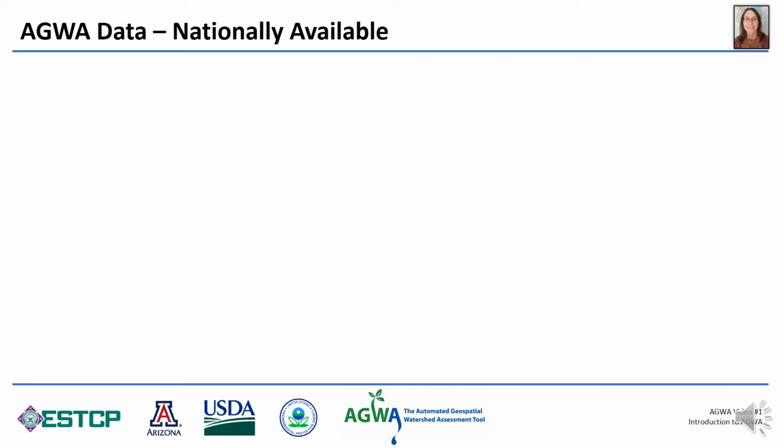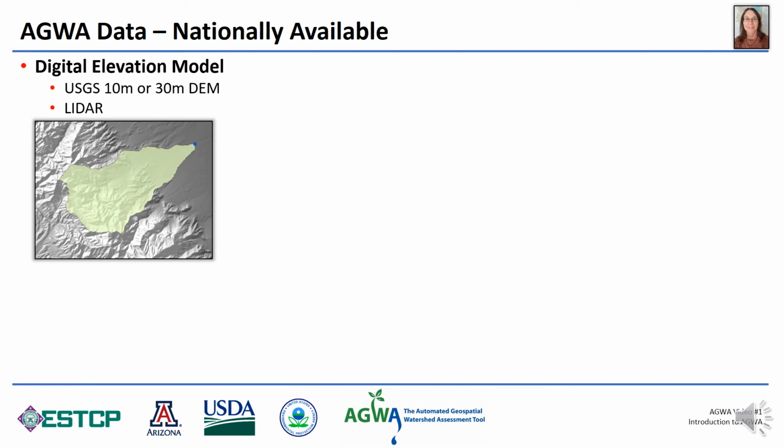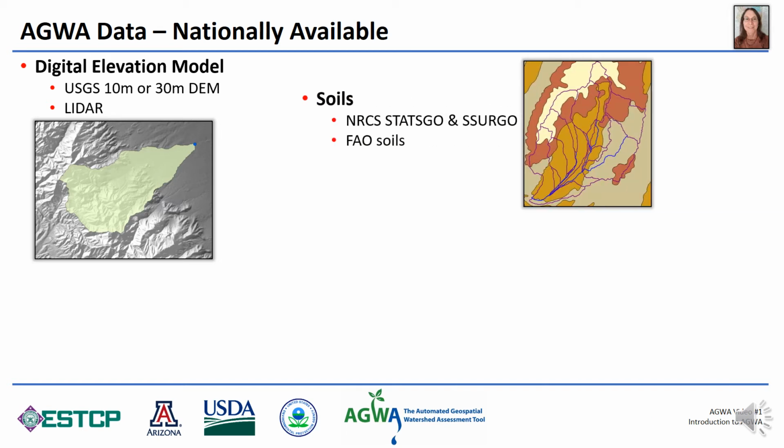The data required to run AGWA and its hydrologic models are nationally available. You'll need a digital elevation model, such as a USGS 10-meter or 30-meter DEM, or you can use LiDAR data. Soils data may be obtained from the Natural Resources Conservation Service, NRCS, as STATSGO or SSURGO data, or FAO Soils Map of the World if your watershed is outside the U.S. or crosses the U.S. border.